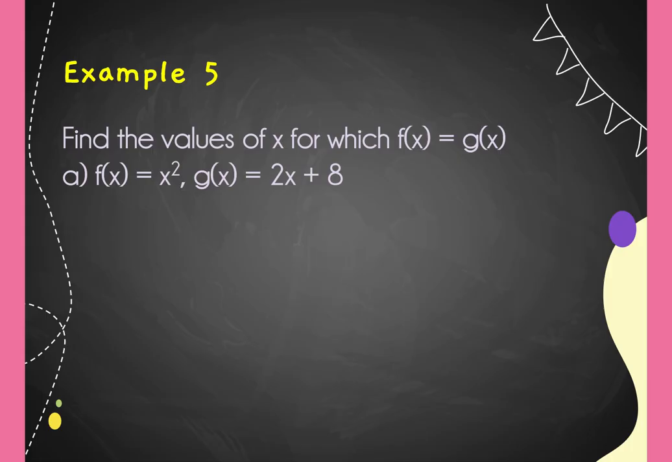All right, example 5 says, find the values of x for which f of x equals g of x. It gives you f of x is x squared and g of x equals 2x plus 8. What do we do with those? Set them equal to each other. So if x squared equals 2x plus 8, then what? Good. I got to get everything to one side. So move these over.